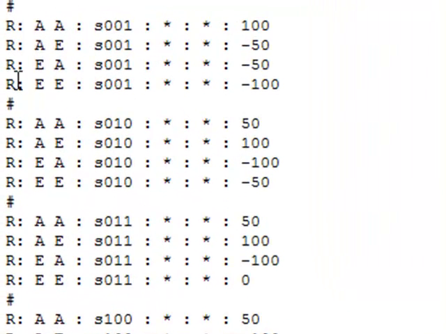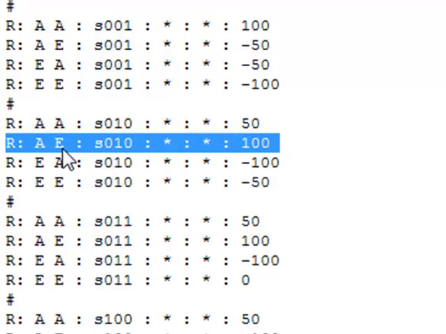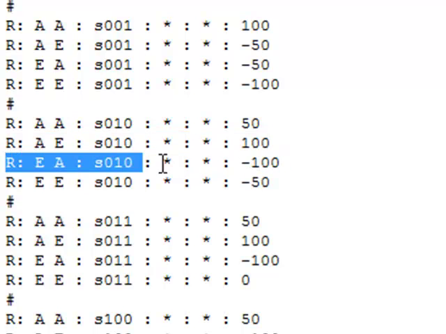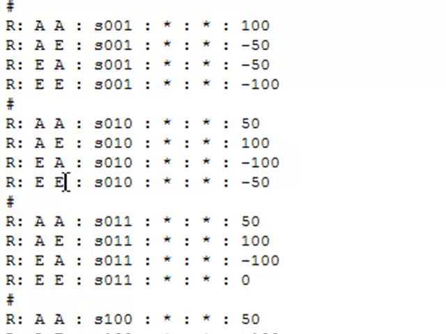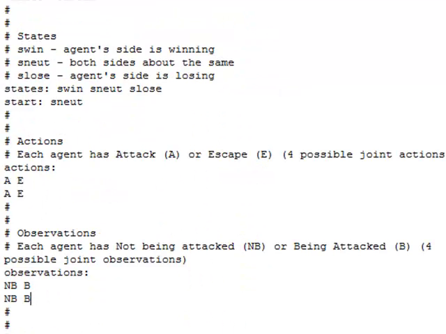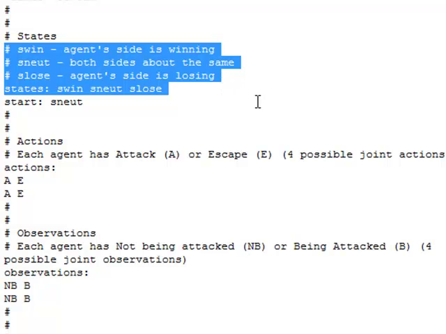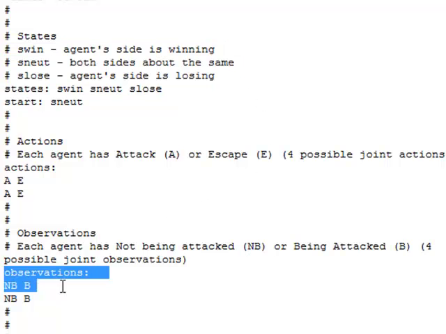For example, here, if Unit 1 will attack and Unit 2 will escape because Unit 2 is being attacked, then that's a good thing, and that's a reward of 100. However, in the same scenario, if Unit 2, who is being attacked, decides to keep attacking head-on, and his partner, Unit 1, runs away, then that's very bad, hence negative 100. Here's a slightly different model which has 3 states and uses the concept of being in a winning, neutral, or losing state, where the observations model the units being attacked.